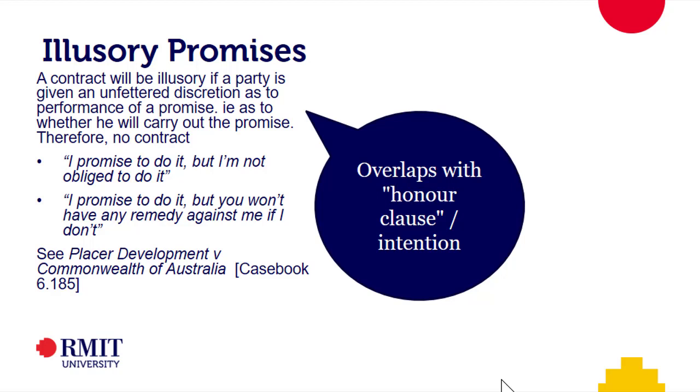An illusory promise is where a party is given such unfettered discretion that the promise itself isn't real. So again, this fits in really neatly with the honour clauses that we spoke about last week. So remember when we were talking about our MMC in particular, it's our policy to do this. In fact, they didn't use the word policy.